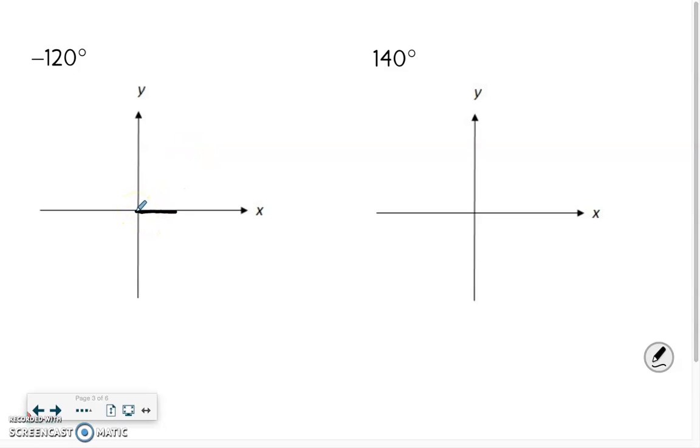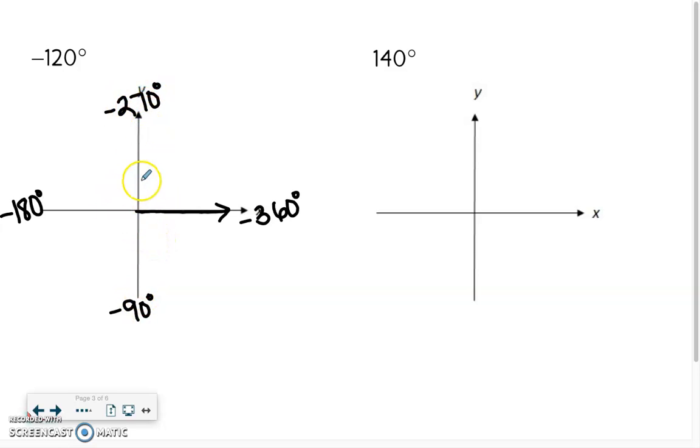Negative 120. Okay, so here is the starting point. Negative angles, remember you go down first. So I'm going to adjust my little checkpoints to accommodate for the negative angle. So negative 90 would be down here instead of 90 being up there like before. Okay, so where's 120? So 120 is going to be a little past 90, right? A little bit past 90. So here would be negative 120 degrees.